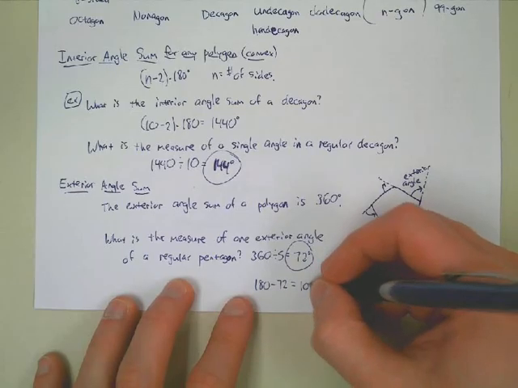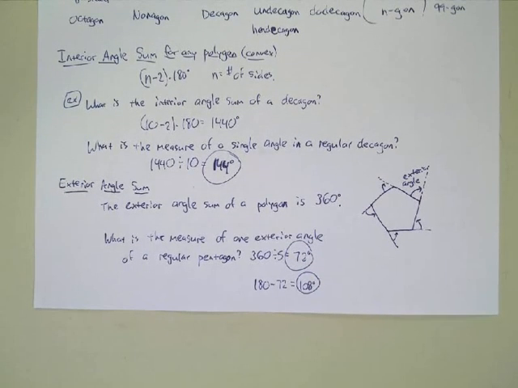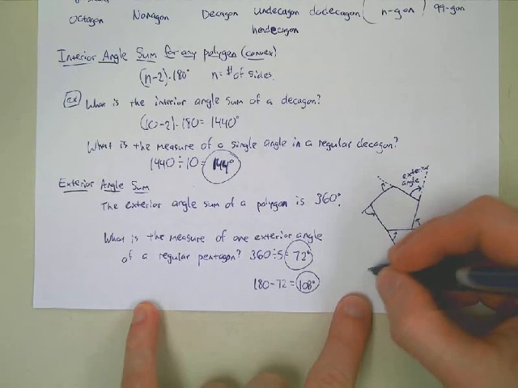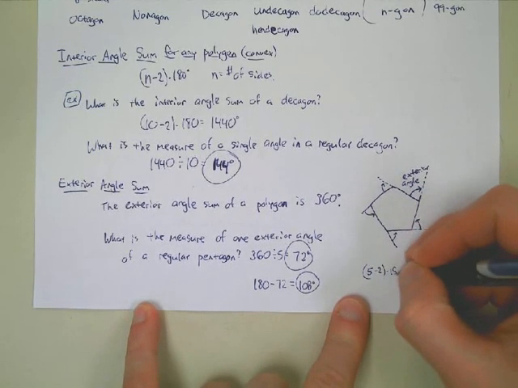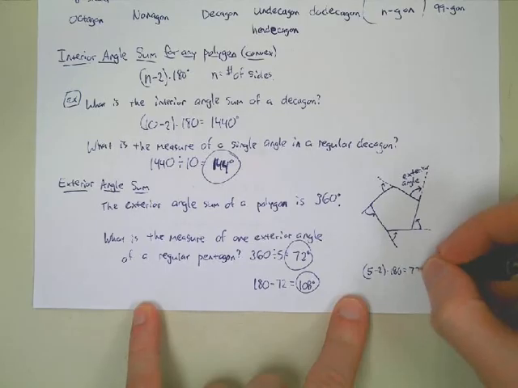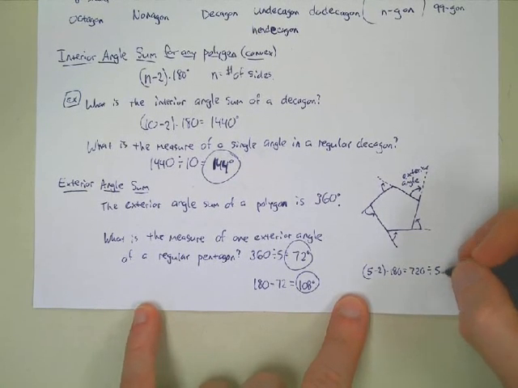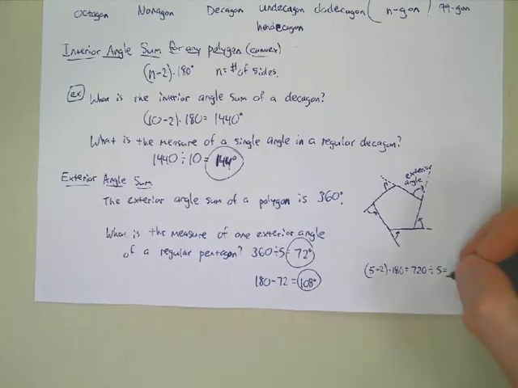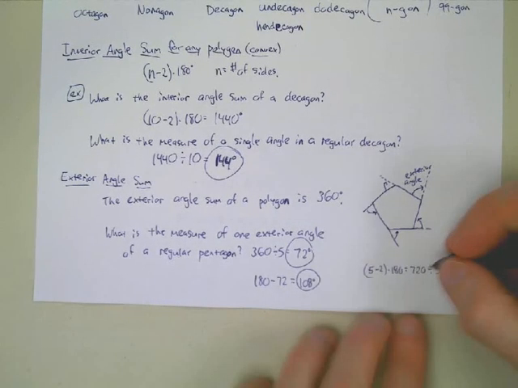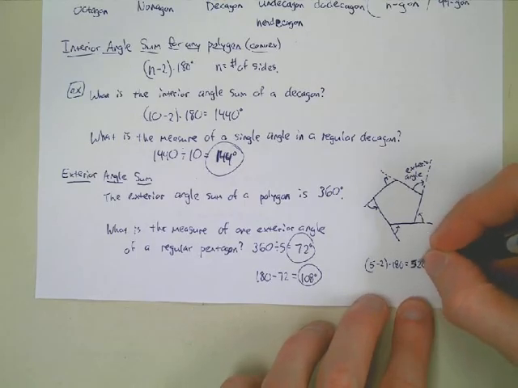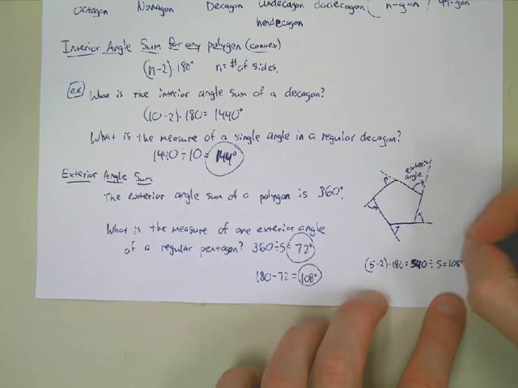And we can check that using our other formula. So 5 minus 2 times 180, that gives us 720. And divide that by the number of interior angles, 5, and gosh, I hope I did that right. Did I do that math right? 3 times 180, 540. Whoops, I messed that up. It should be 540 there. Divide that by 5, and you sure enough get 108 degrees, which is the same thing.